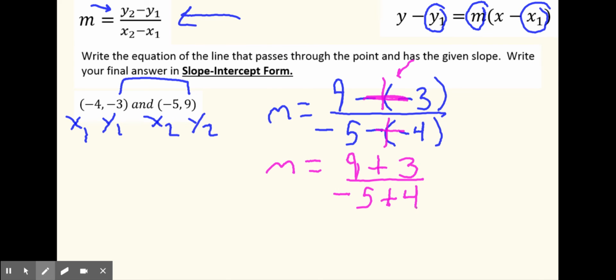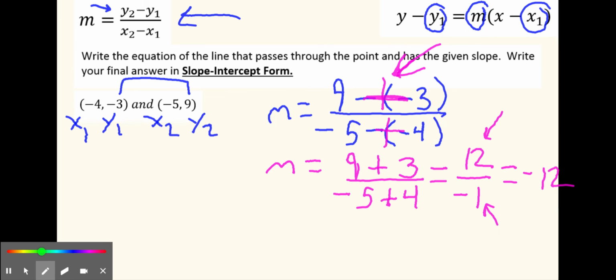I've also heard this equation described as m is equal to y2 opposite of y1, x2 opposite of x1. We're really just taking the opposite sign. That negative will really just change the sign. But I like to think of it in terms of y. 9 minus a minus 3 becomes a 9 plus 3. -5 minus a minus 4 becomes -5 plus 4. Simplifying this, we get 12 over -1. Positive 12 divided by a -1 will give us a -12 for our slope. That's our m value.